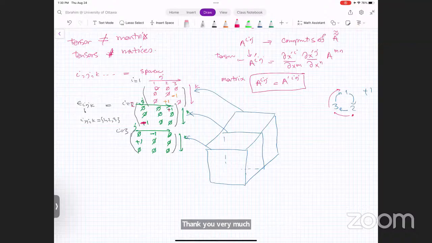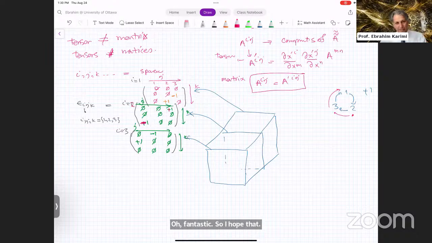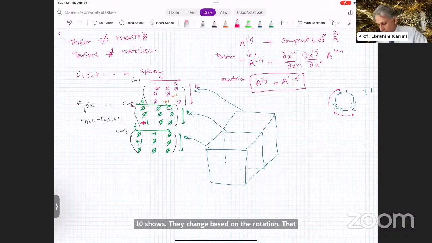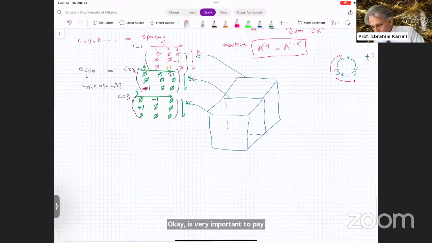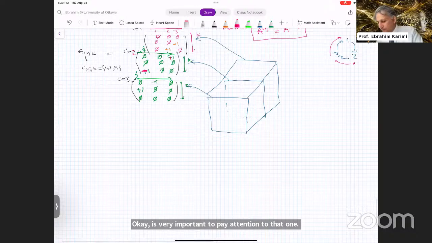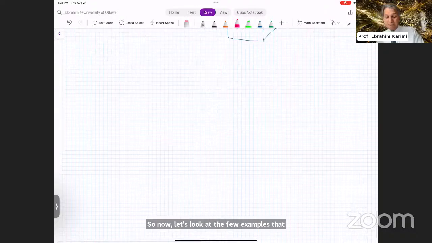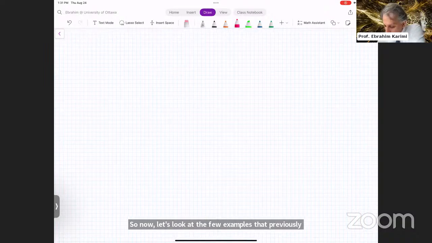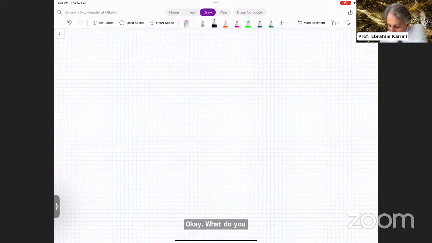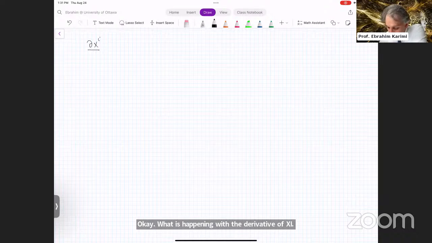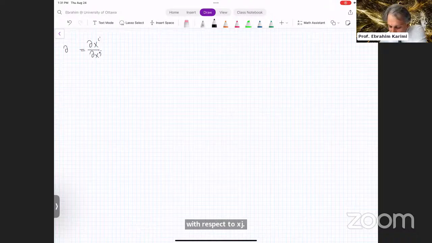Oh, fantastic. So I hope that you at least get familiar with the notations of the tensor. And again, I'm repeating myself: tensors change based on the rotation that you do. It's very important to pay attention to that one. So now let's look at a few examples that previously we just treated as a scalar. What is happening with the derivative of xi with respect to xj? In short, people write it as ∂j xi.